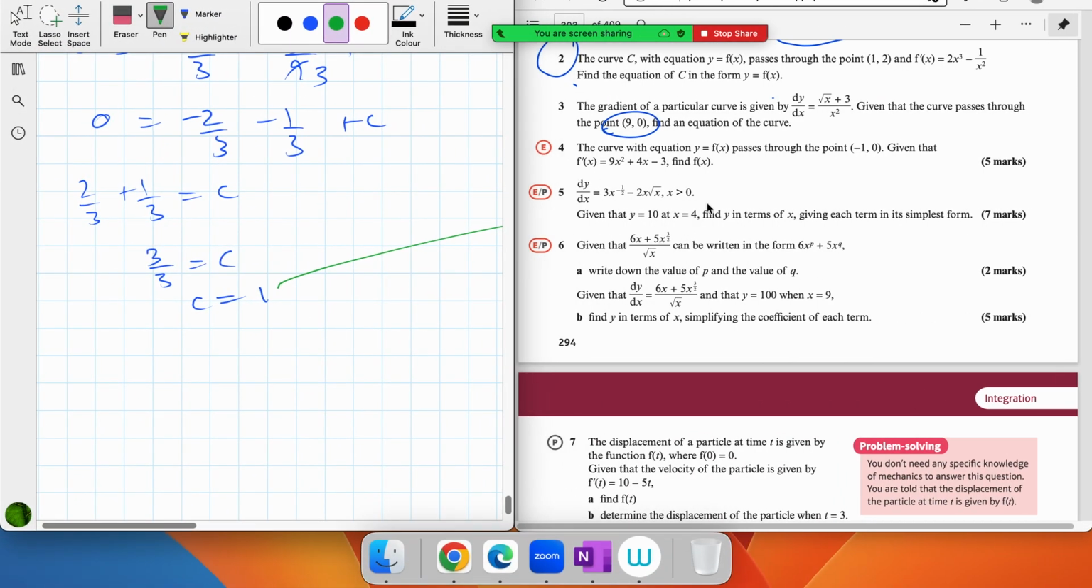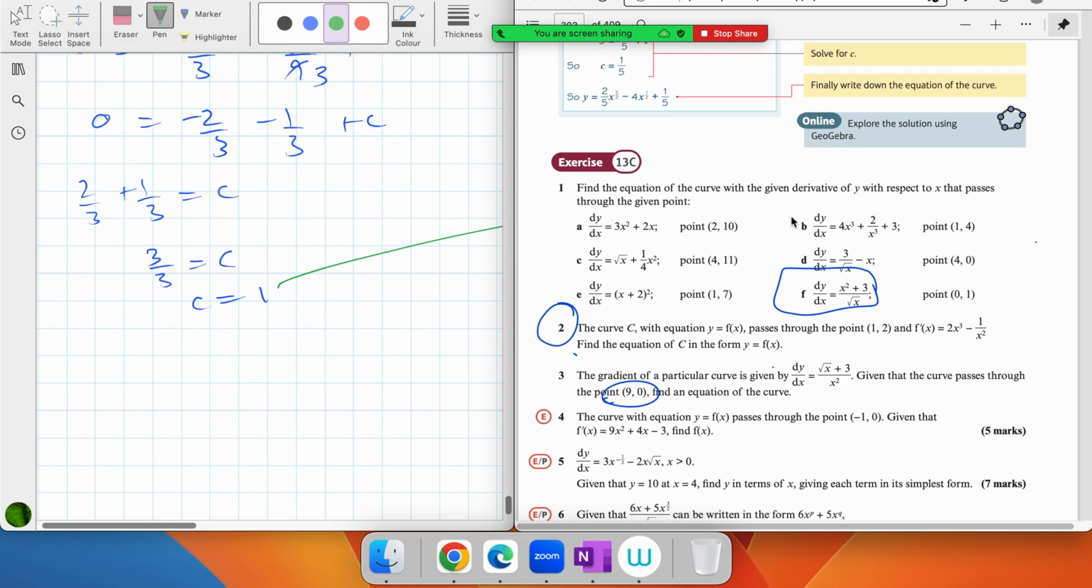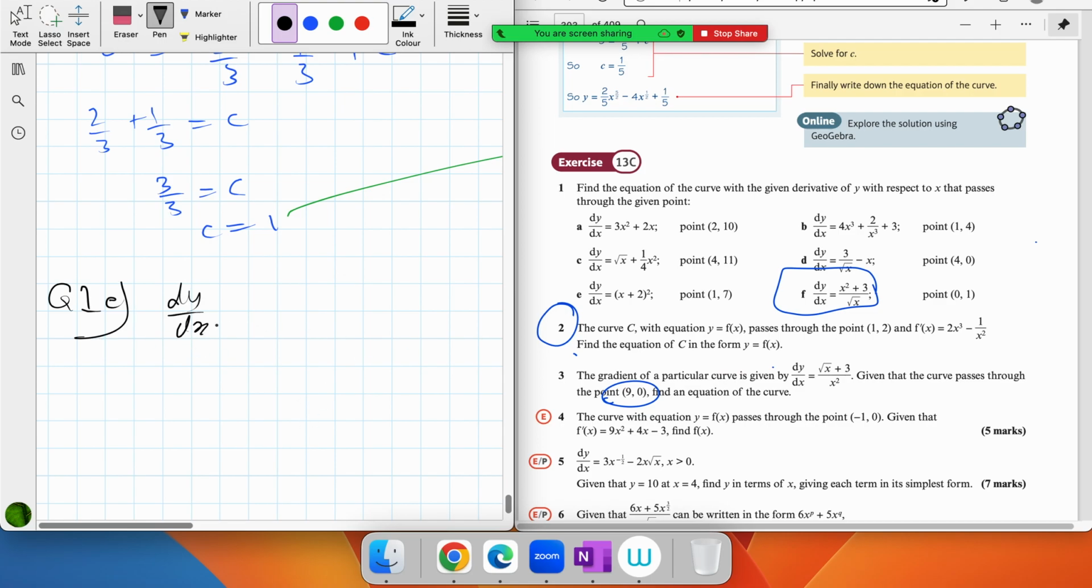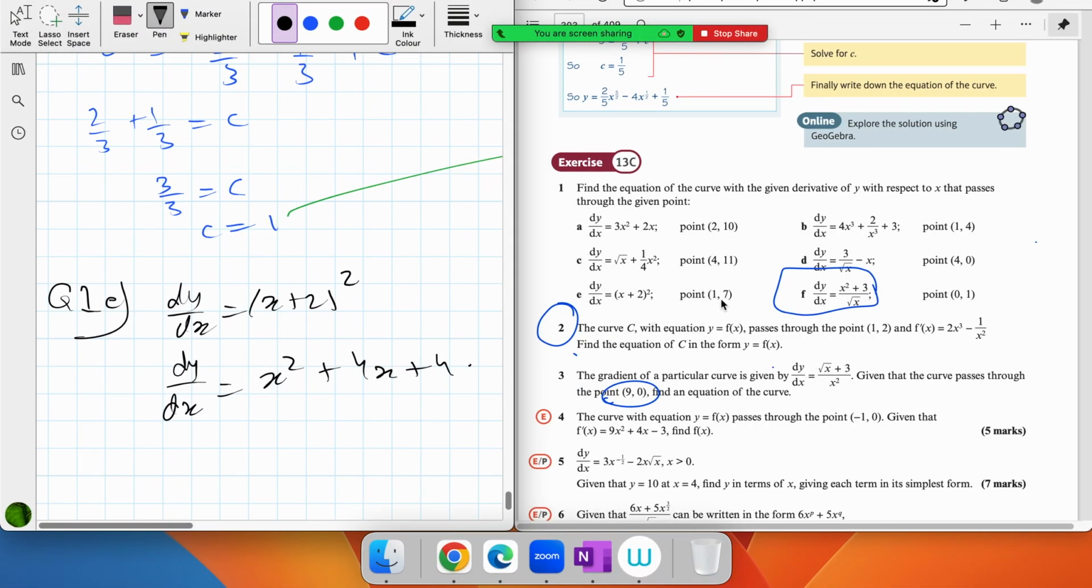Now let's try this thing with a simpler equation. Look at this E part. 1E. Question 1, part E. dy by dx is equal to (x plus 2) whole square. So this is (a plus b) whole square, which is a square plus 2ab plus b square, and it is given that it passes through (1, 7).